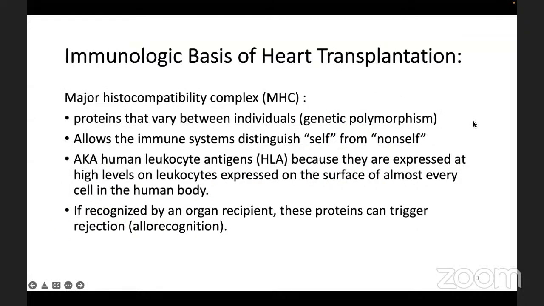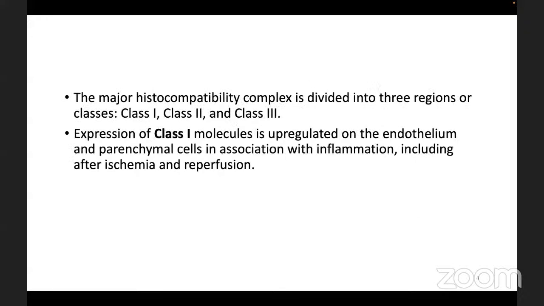So, the immunologic basis of heart transplantation. Major histocompatibility complex molecules are proteins that vary between individuals and allow the immune system to distinguish self from non-self. They're also known as the human leukocyte antigens because they are expressed at high levels on leukocytes and on the surface of almost every single cell in the human body. So if they're recognized by an organ recipient, they can trigger allorecognition and rejection. The major histocompatibility complex is divided into three regions or classes: 1, 2, and 3. The main one that is upregulated on the endothelium and parenchymal cells in association with inflammation is class 1.